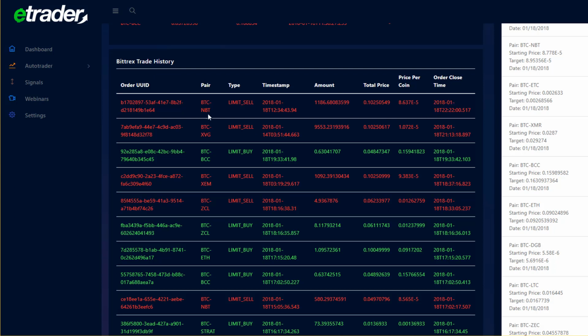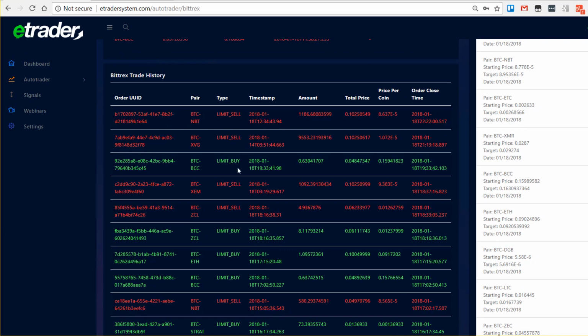Why don't we just take a look at it? NBT. I'm not even sure what that coin is. But when we see the sell, we have to find the buy. And so we look down the pairing here. I'm looking for NBT.